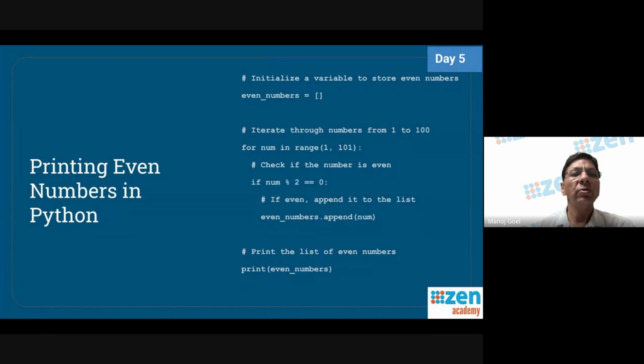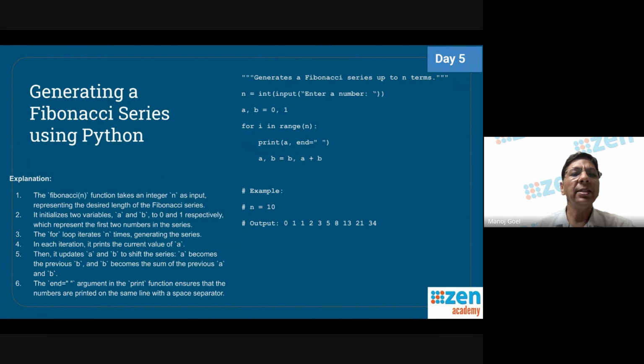Okay, so this one we have already seen. Let's see the Fibonacci series. The Fibonacci series program takes an integer n as the input, representing the desired length of the Fibonacci series. It initializes two variables a and b to 0 and 1 respectively, which represent the first two numbers in the series. The for loop iterates n times, generating the series.